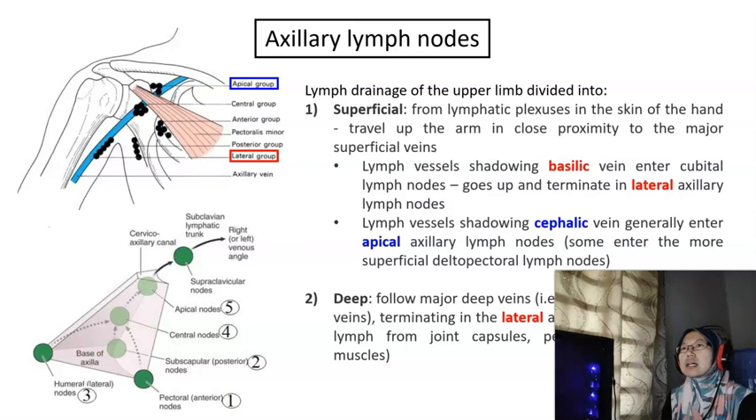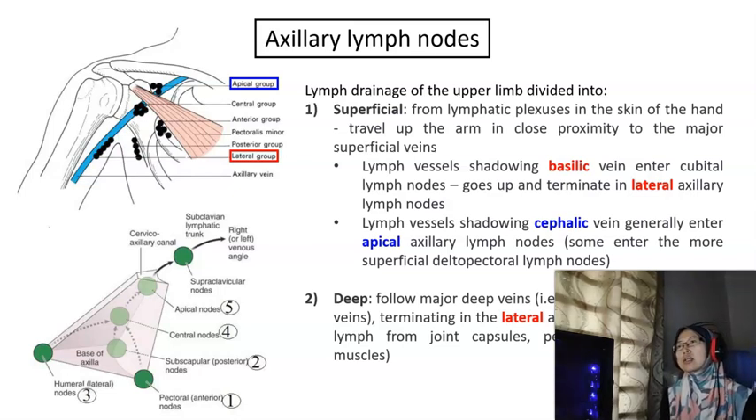Okay, for lymph vessel, they don't have specific name for them, unlike artery and vein. So we just name for superficial. Okay, superficial lymph vessel, they don't have specific name.